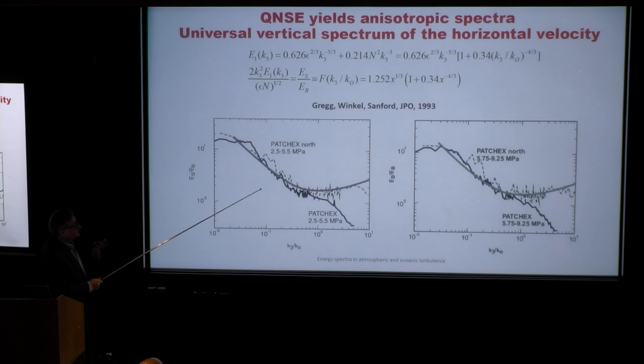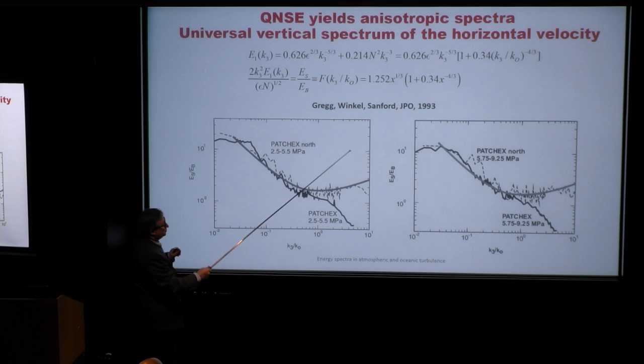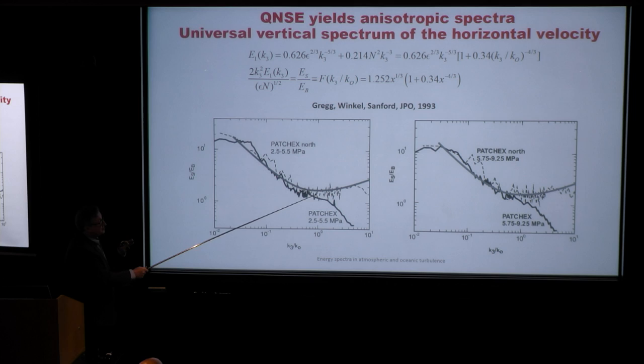So here we compare it with measurements by Gregg, Winkel, and Sanford, which was a little more accurate than initial measurement. And you can see that this is the QNSE line, the gray line, for two different depths in the ocean, and goes right over the data. The slope is different because it's a vertical shear spectrum, so you need to multiply by k squared. So we recover both turbulent part and the internal wave dominated part. And this is theory with no coefficients, with nothing adjusted here. And it's very interesting that it goes right over the data. So this is for a vertical spectrum of horizontal velocity in the ocean, a one-dimensional spectrum in direction of k_z.